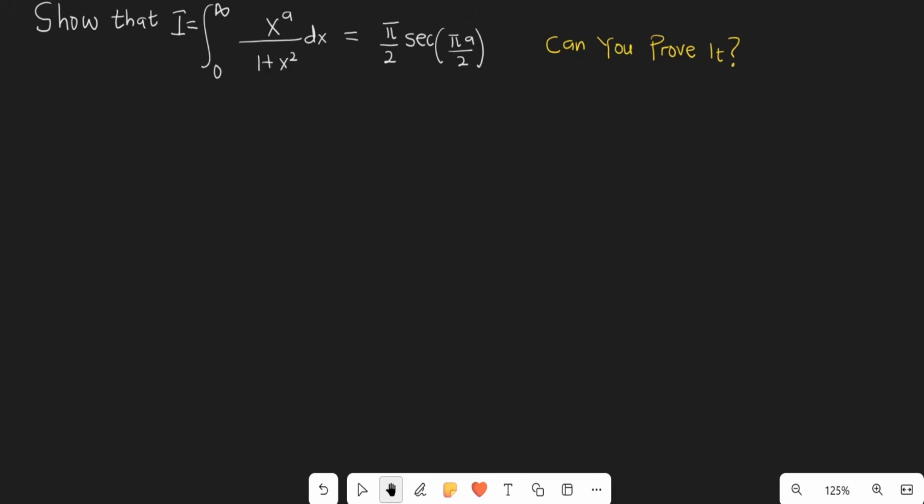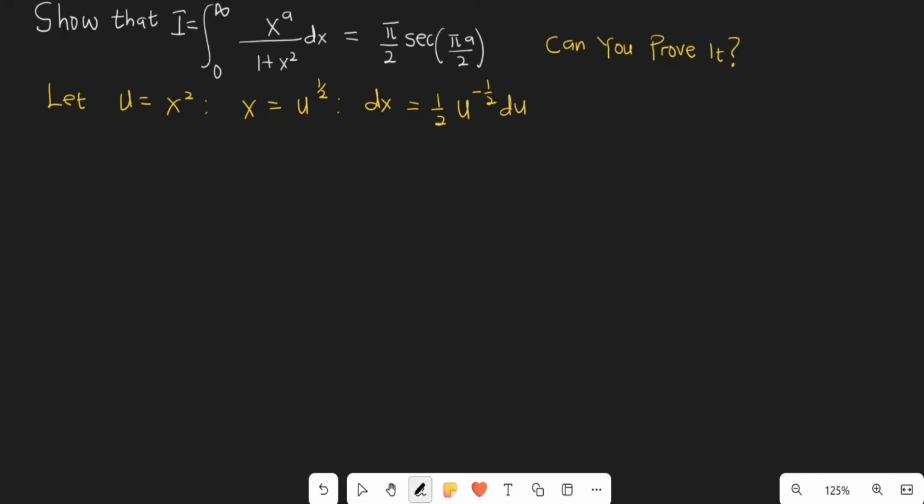In this video, we are asked to show that this integral is equal to pi over 2 times secant of pi a over 2. So we are going to start with a u substitution. We let u be equal to x squared, just this. So that implies that x is equal to u raised to the power 1 over 2. So here dx is going to be 1/2 u raised to the power negative 1/2 du.